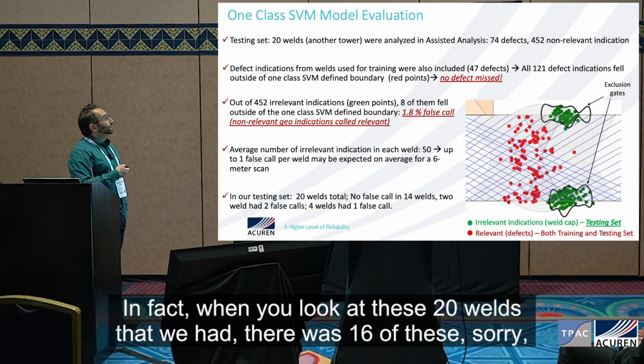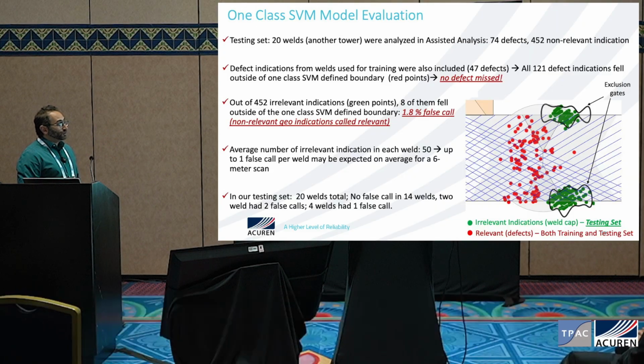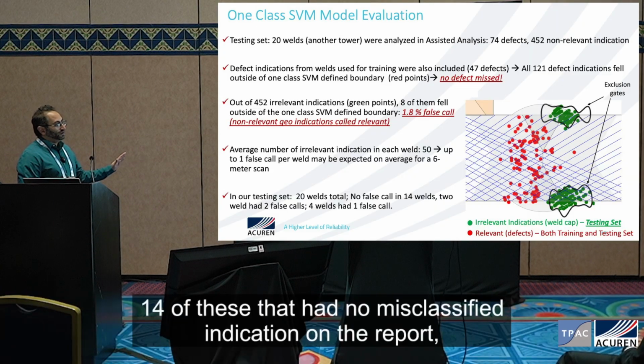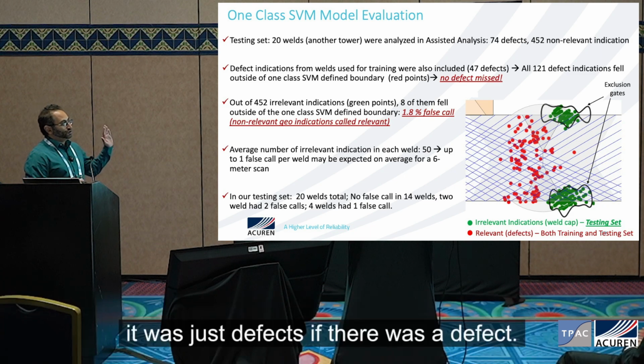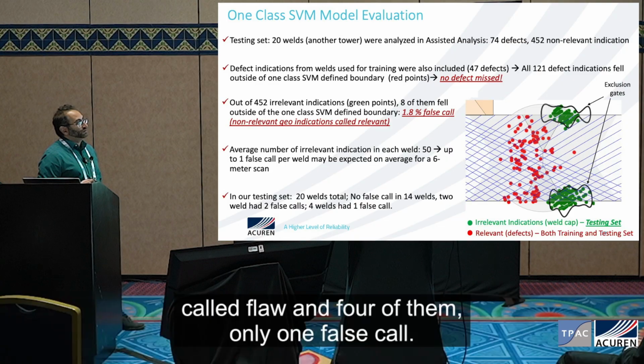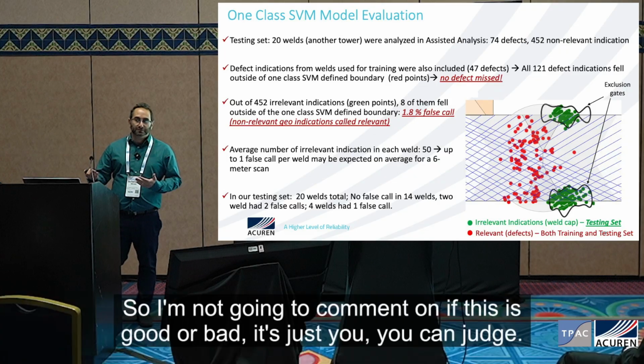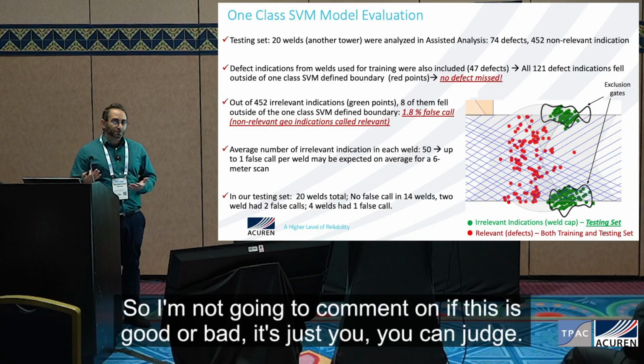In fact, when you look at these 20 welds that we had, there were 14 of them that had no misclassified indication on a report. It was just defects if there was a defect, but there was no misclassification. But there were 2 of those that had 2 false calls, like these guys, that the model called flaw, and 4 of them with only 1 false call. So I'm not going to comment on whether this is good or bad. It's just what you can judge.